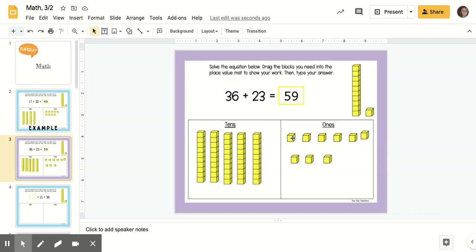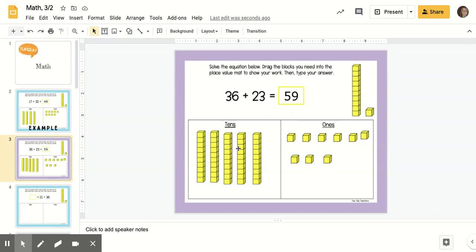Oh, that's not 60, is it? It's 51. Let me do that again. 10, 20, 30, 40, 50, 51, 52, 53, 54, 55, 56, 57, 58, 59. And my answer is 59.